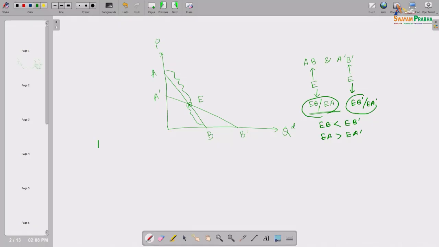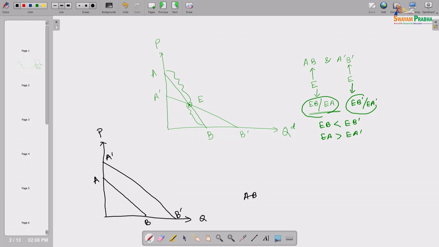Now, we can play around with this type of thing. Alternatively, suppose we have parallel demand curves. As usual, we are measuring quantity here and price here, and suppose we have one demand curve, say this is AB, and suppose this is A prime B prime, where AB and A prime B prime are parallel to each other.